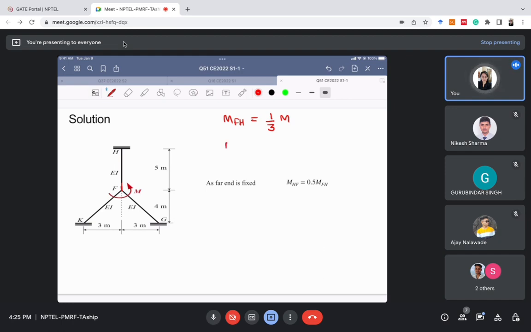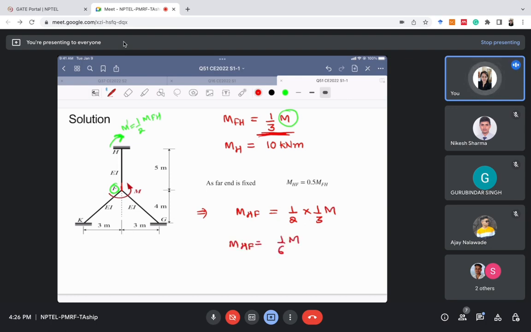Now we know the value of MH. The value of MH is given, which is 10 kilonewton meter, and we want to know the value of M. From the concept of carryover moment, the moment at H will be half of MFH, because the moment applied at F will be carried over to H. So we know this concept already. Since MHF is half of MFH, we write MHF equal to half of MFH, and the value of MFH is 1 by 3 of M. So MHF will be equal to 1 by 6 of M.